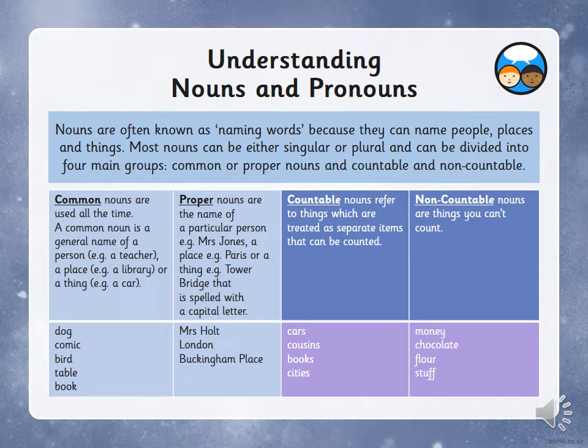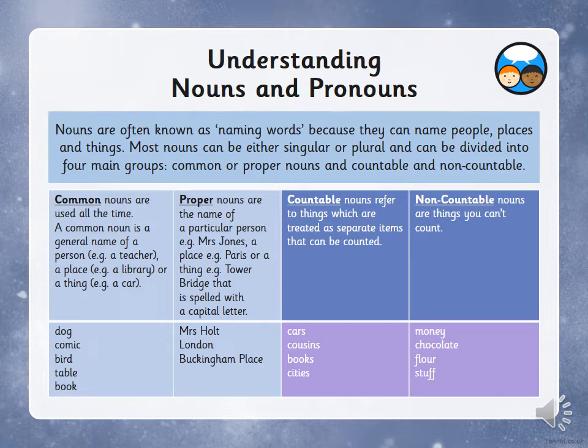Okay. Understanding nouns and pronouns. Nouns are often known as naming words because they can name people, places and things. Most nouns can either be singular or plural and can be divided into 4 main groups: common, proper nouns, countable and non-countable nouns. Common nouns are used all the time. A common noun is a general name of a person, for example a teacher, place, for example library, or a thing. And here are your examples at the bottom: dog, comic, bird, table and book.